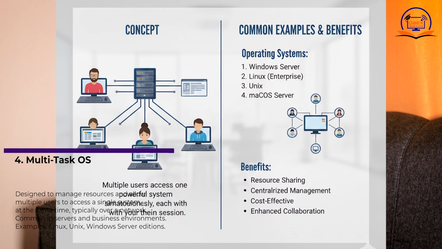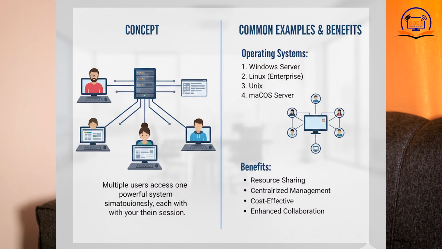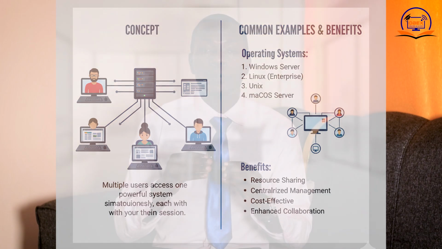And most of the servers, for example on the internet, most of them have a multi-user operating system installed. A good example of a multi-user operating system is Linux. So we have Unix and we have Windows Server editions. So those are the categories of operating systems that you should understand. I hope that was very clear.